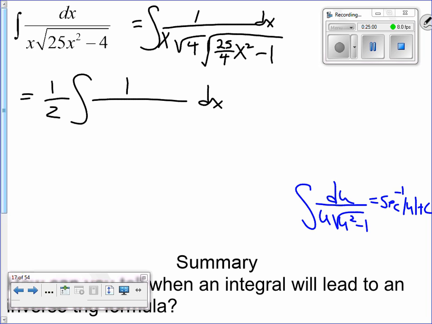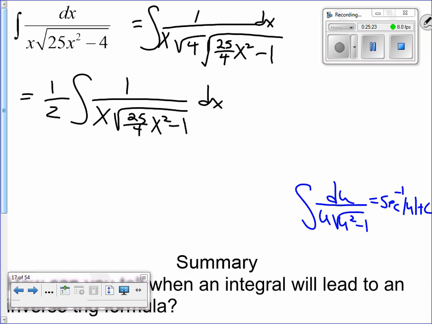Okay, here's the thing. If I put a number in that wasn't there before, then I'd have to compensate with its reciprocal on the outside. But this 4 is there. All I do is slide it out. So I have an x square root of 25 fourths x squared minus 1. All right, it's looking better.